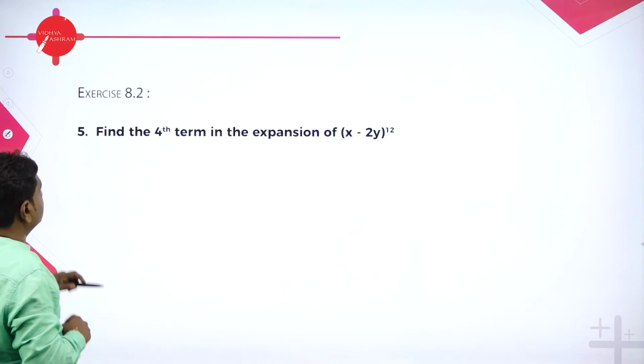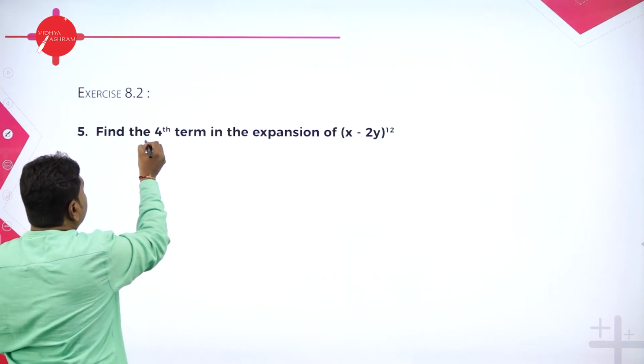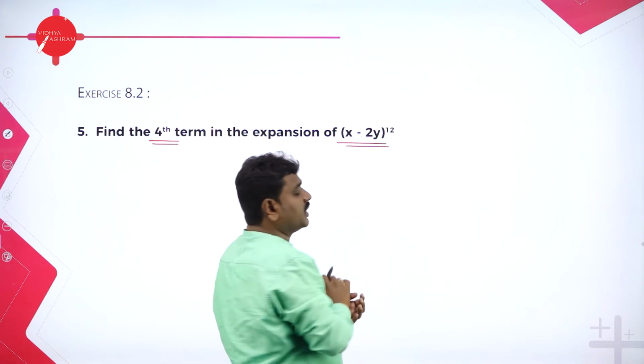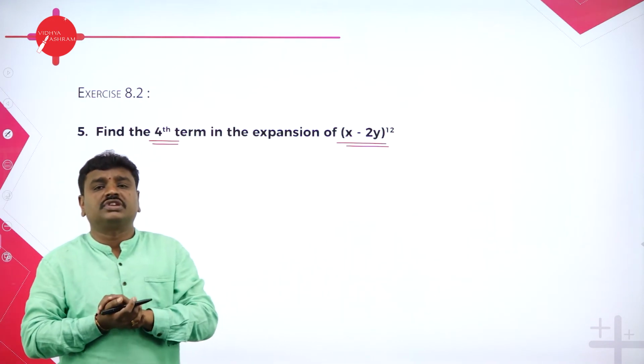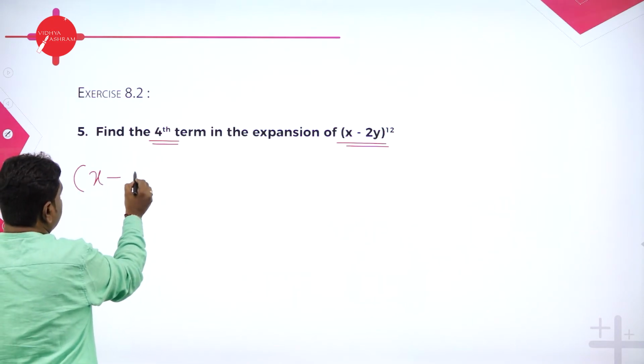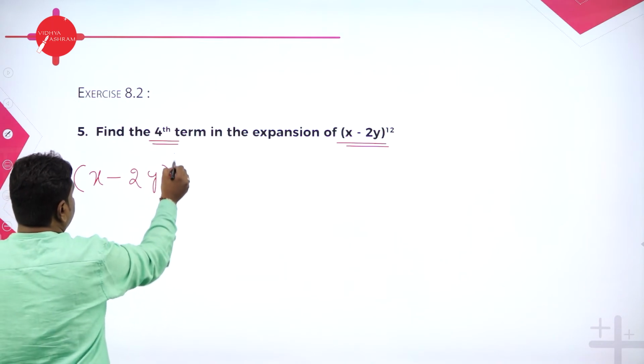Next we have, here they want to find the fourth term in the expansion of (x minus 2y) power 12. They want a particular term, the fourth term. So here first (x minus 2y) power 12 I will take.